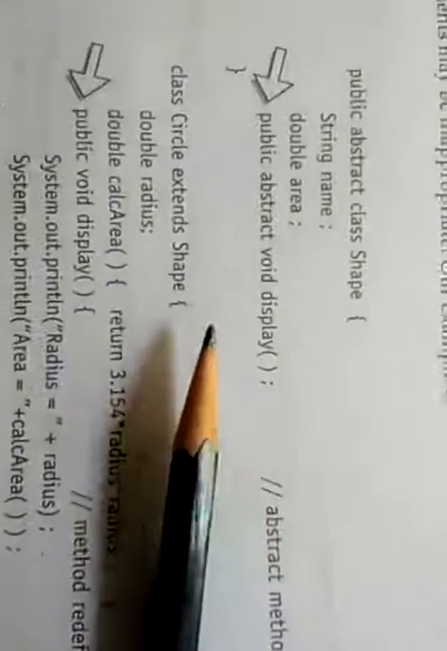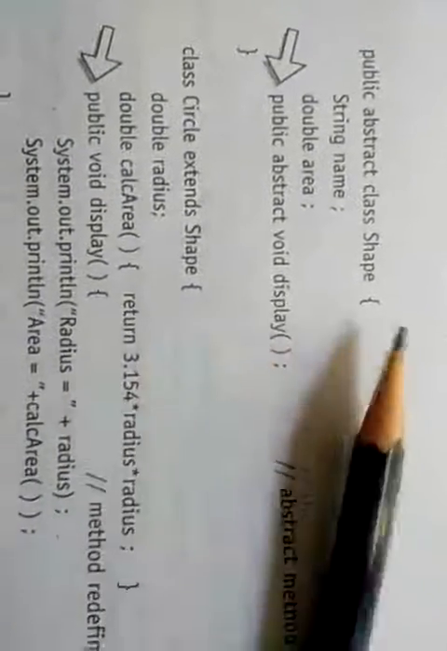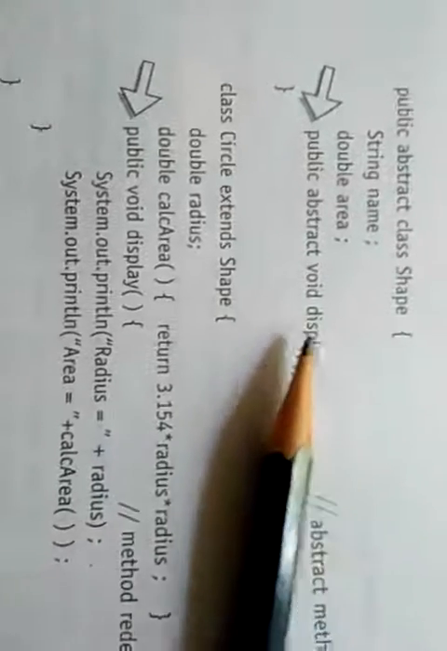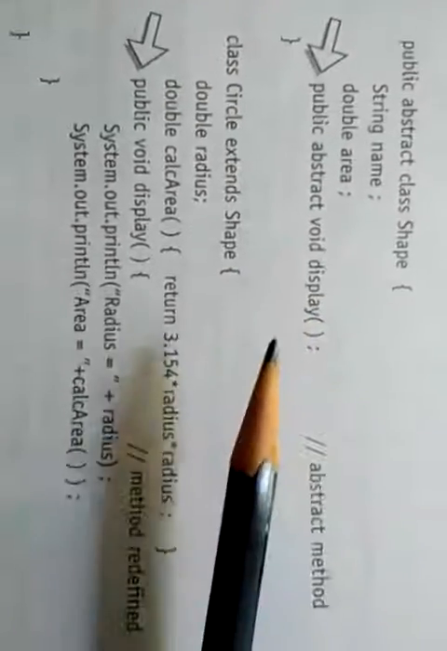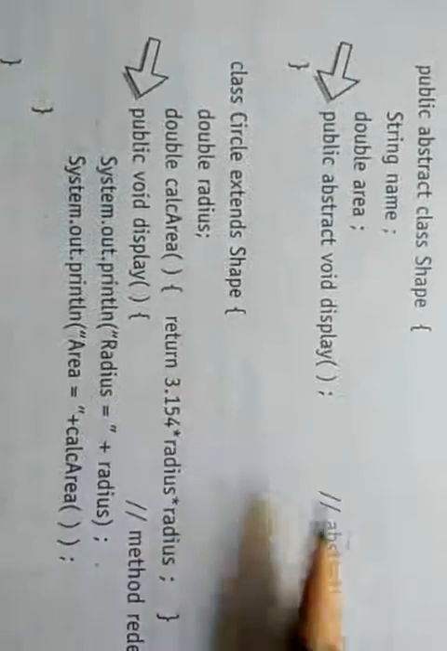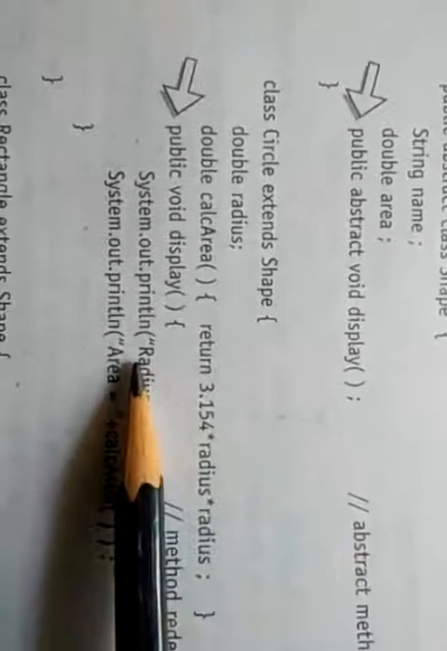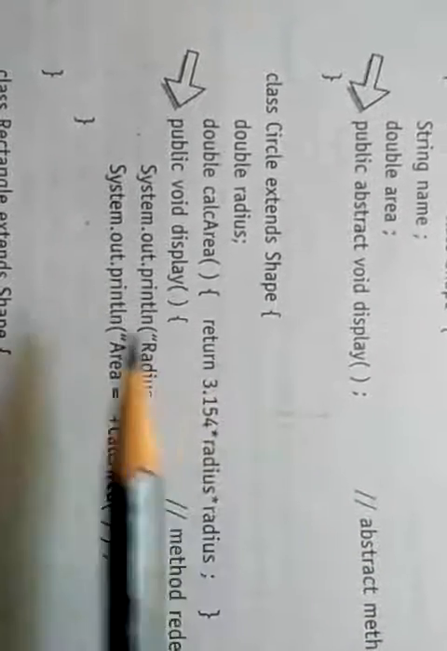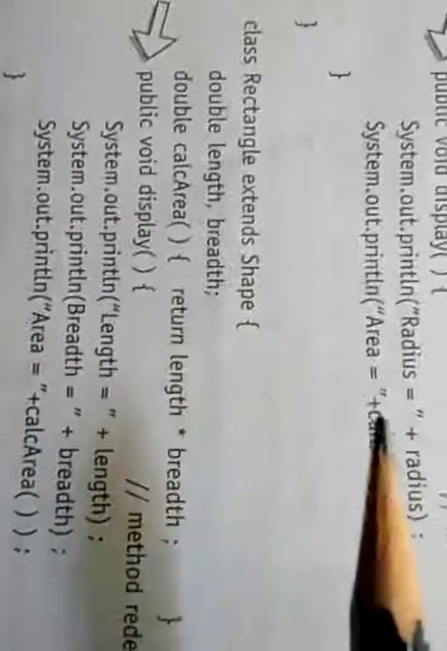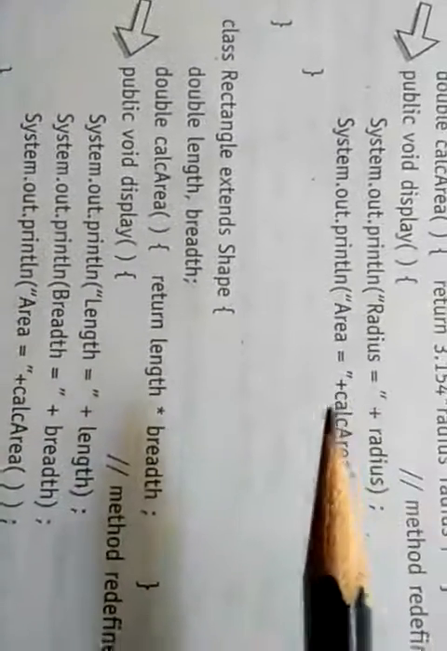Now see the example. Here we are declaring a display function in an abstract class Shape, and we are not writing the definition of this function here. We are writing the definition of the display function only in the derived class. So here are two derived classes: one is Circle and the second is Rectangle, and in both we are writing the definition of the display function.